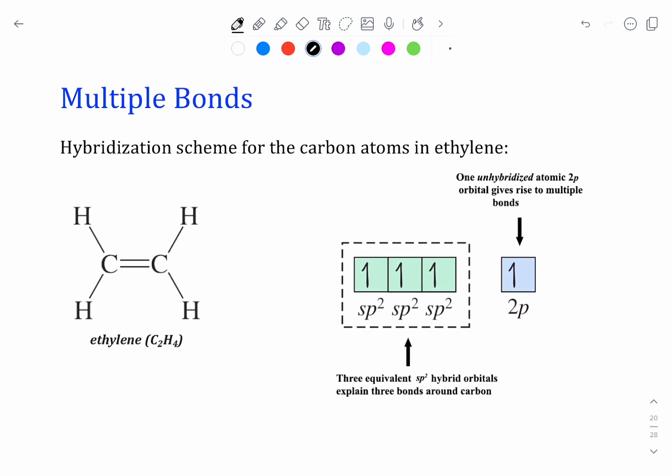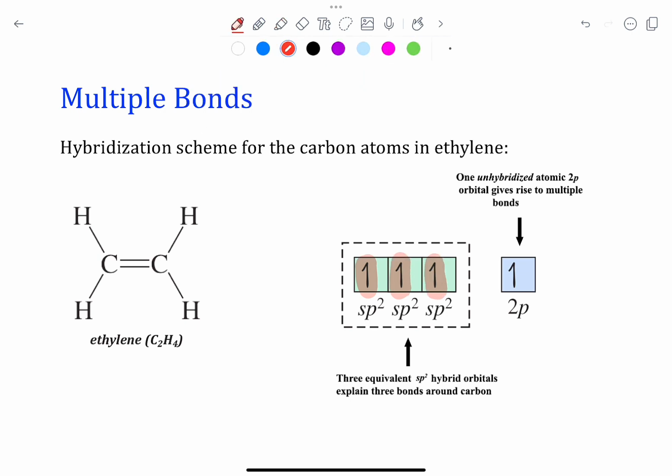So the hybridization scheme for the carbon atoms in this molecule, ethylene, C2H4, gives 3 equivalent sp2 hybrid orbitals. That explains the 3 bonds around the carbon, so that has our 3 electron domains around the carbon. But this 1 unhybridized 2p orbital is the reason we have our multiple bond. If we think of our electrons in bonds, each bond is 2 electrons. So I'm going to highlight these. My hybrid electrons are in red.